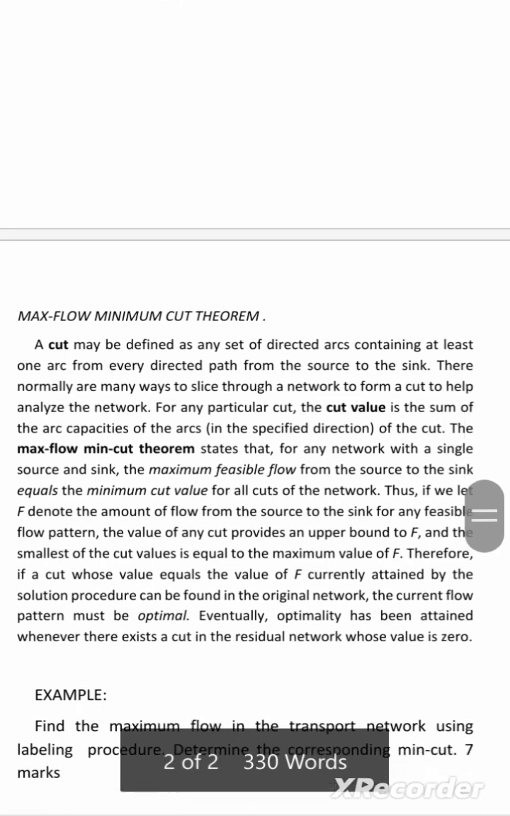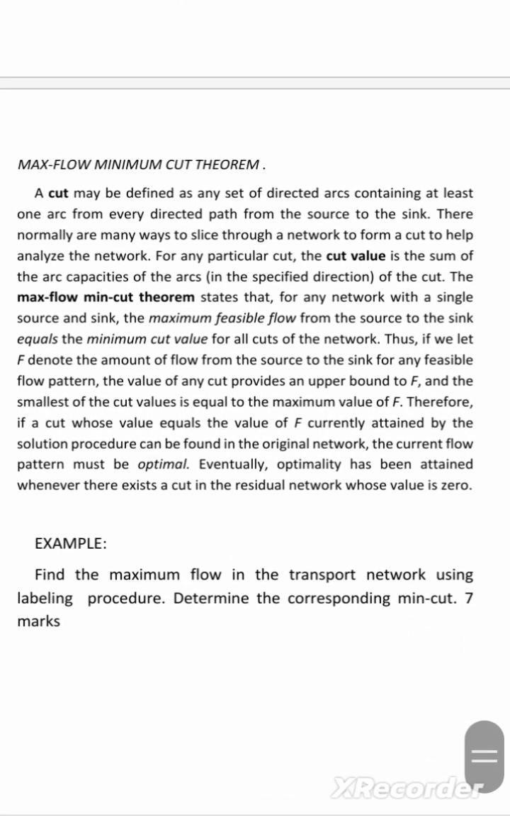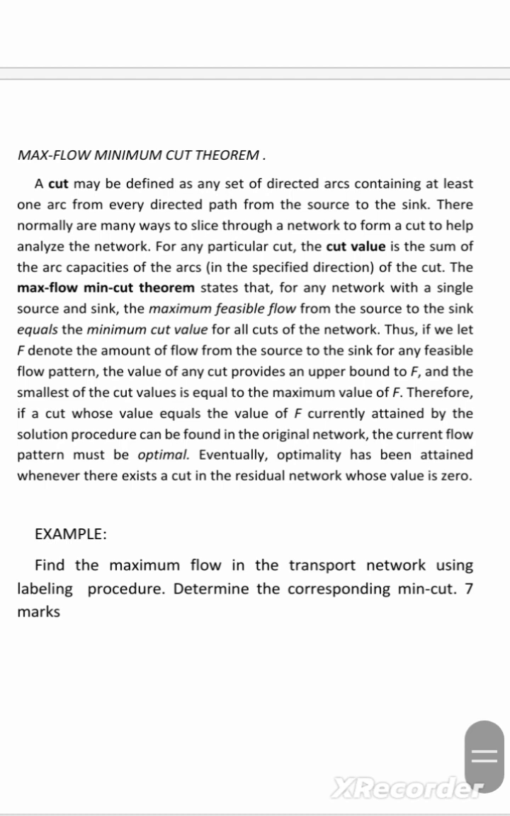Let's proceed to the max flow minimum cut theorem. A cut may be defined as any set of directed arcs containing at least one arc from every directed path from the source to the sink. There are many ways to slice through a network to form a cut to help analyze the network. For any particular cut, the cut value is the sum of the arc capacities of the arcs in the specified direction of the cut.